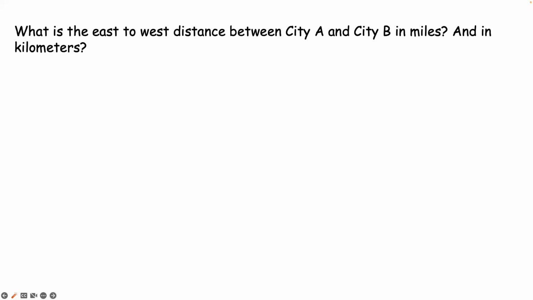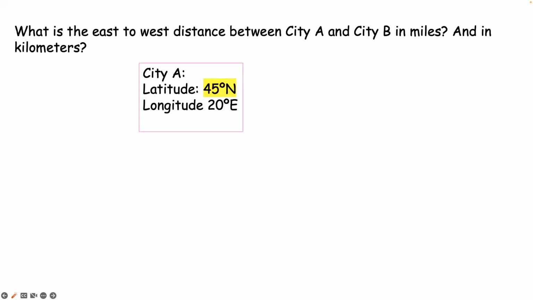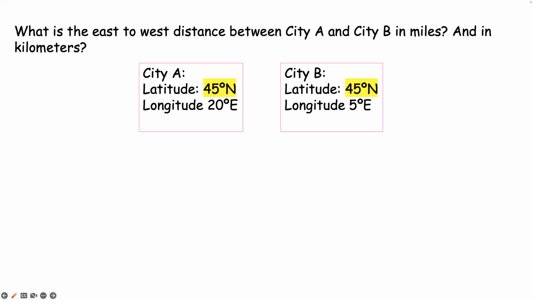We know that these distances vary, and we have those calculated, so we can use them to solve problems such as this one. What would be the east to west distance between city A and city B in miles and in kilometers?